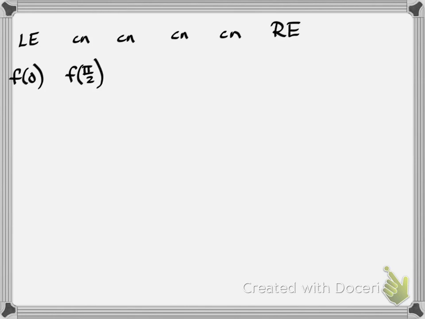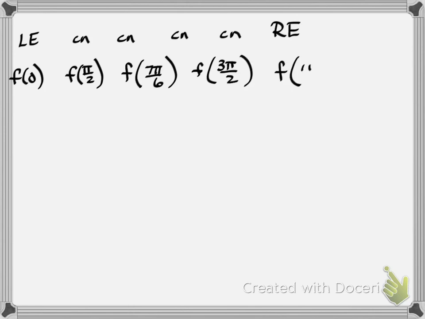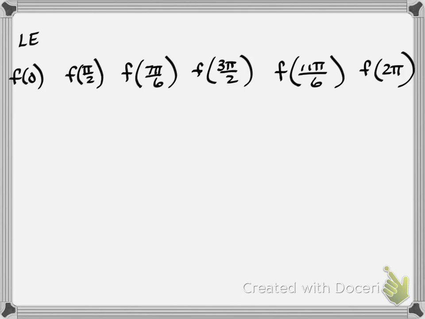So we're going to set up our chart. Left endpoint, critical number, critical number, critical number, critical number, right endpoint. Left endpoint is 0. The smallest of those was pi over 2. You can just look around your unit circle at them. The next was 7 pi over 6. The next was 3 pi over 2. The next one you come to would be 11 pi over 6. And your right endpoint was 2 pi. Let me just make that a little nicer.